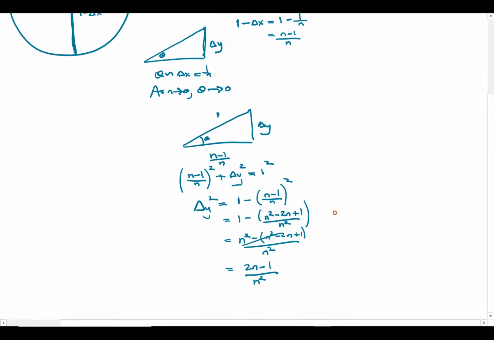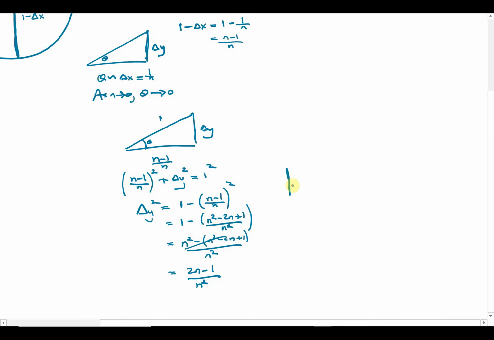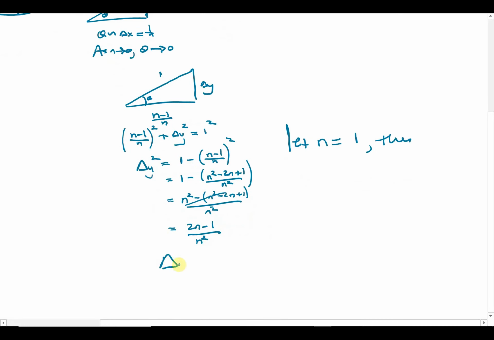So essentially right here, let's let n equal 1. Oh yeah, I forgot to mention, we know delta y is the square root of 2n minus 1, divided by n. So it's the square root. If we let n equal 1, then delta y is just the square root of 1 over 1, which is 1.